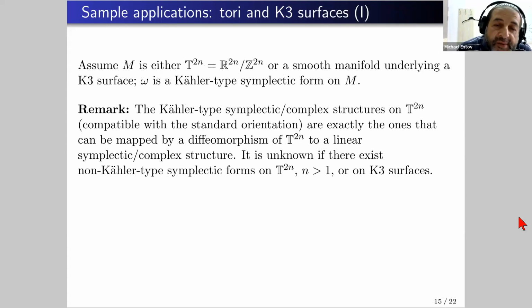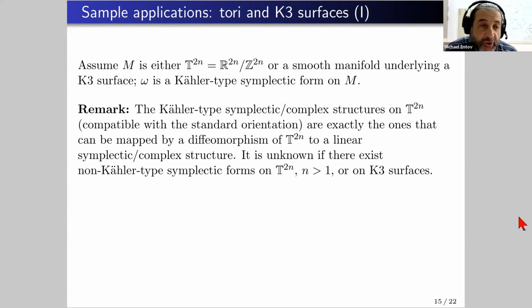How should one think of Kähler-type symplectic or complex structures on tori compatible with the standard orientation? These are exactly the ones that can be mapped by a diffeomorphism of the torus to a linear complex or symplectic structure. Linear structures are the ones that come from R^{2n}. My T^{2n} is the quotient space of R^{2n}, and I can consider complex or symplectic structures that come from the linear complex or symplectic structures on R^{2n}, and these are called linear symplectic or complex structures on tori. And Kähler-type is equivalent to being diffeomorphic to linear.